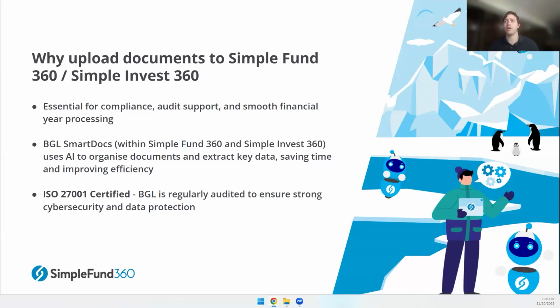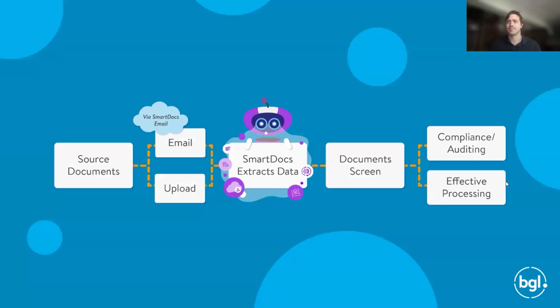Okay, so now that we know why we should upload documents into Simple Fund and Simple Invest, we've got a bit of a photo to help explain what the process is. So our first step is to gather all the source documents. Once you've gathered the source documents, the next step is to upload them into either Simple Fund or Simple Invest. Now you have two options of doing that. So you can use email, via the SmartDocs email.